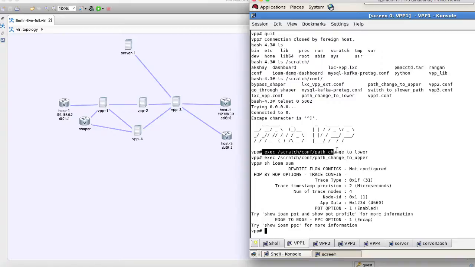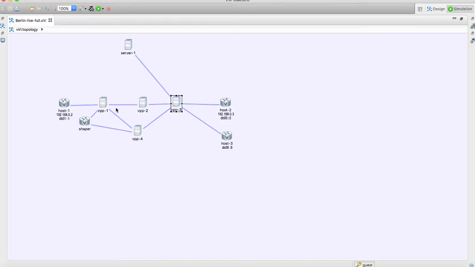We initially had the routing configured on VPP1 such that all the packets from host 1 towards host 2 were taking the lower path via the slow link introduced by the shaper. And then we switched to the upper path, which is VPP1, 2 and 3, which is also the compliant path in terms of proof of transit.